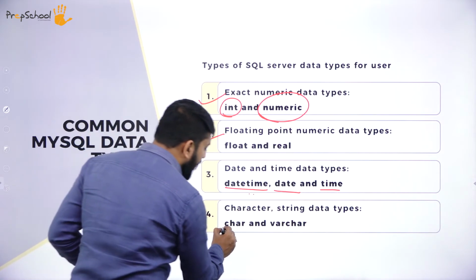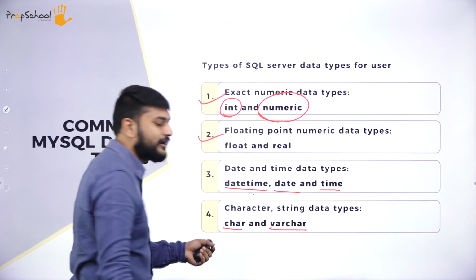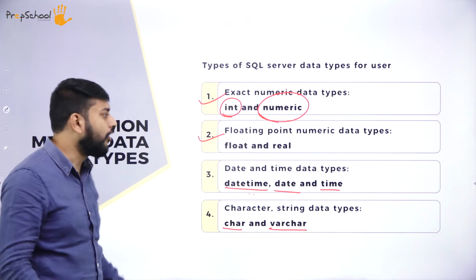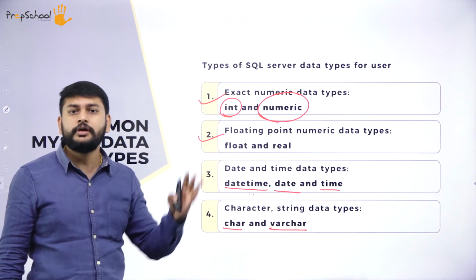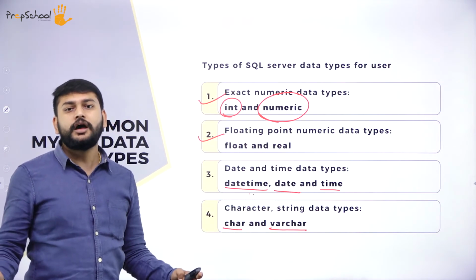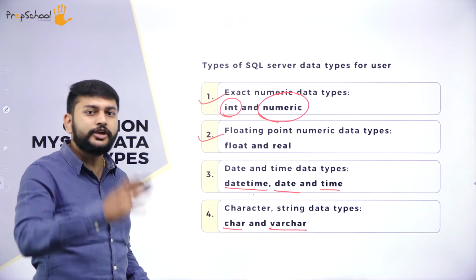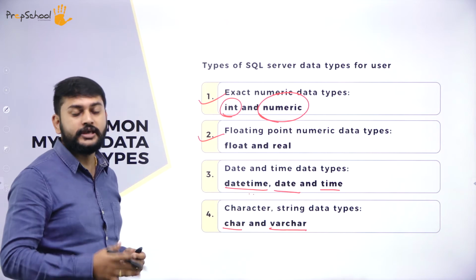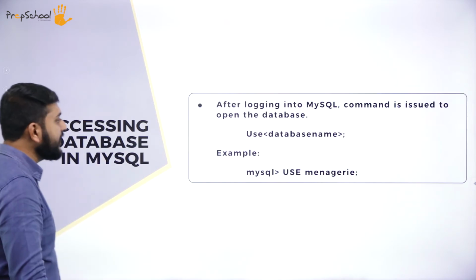Now, you also have character and varchar. So character and variable character, that is what you have to remember. All these things are the common data types that I have. Not only this, you have many other data types that you can use when you are trying to create the database and tables. So guys, what is the next one that I have?